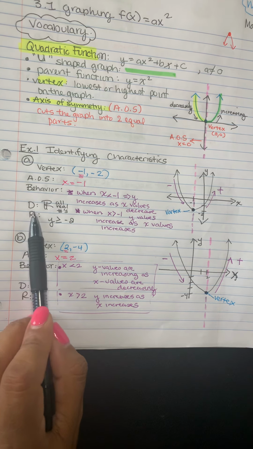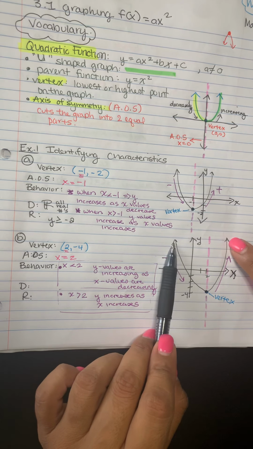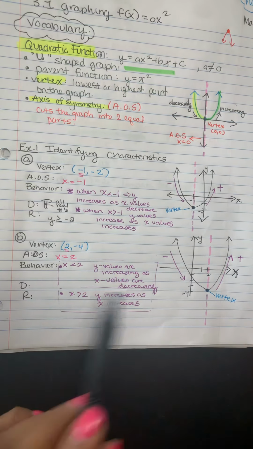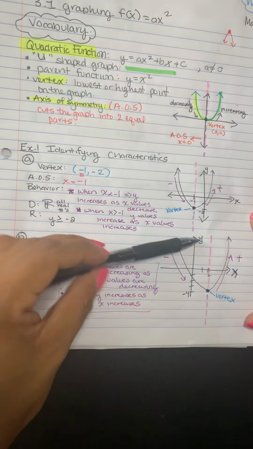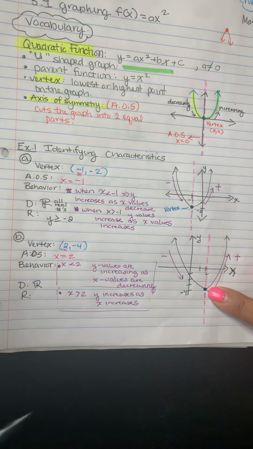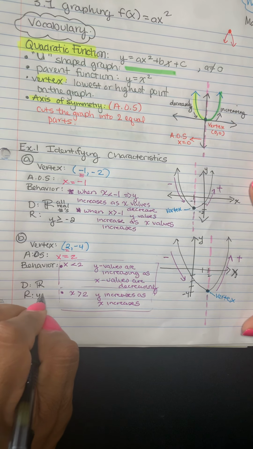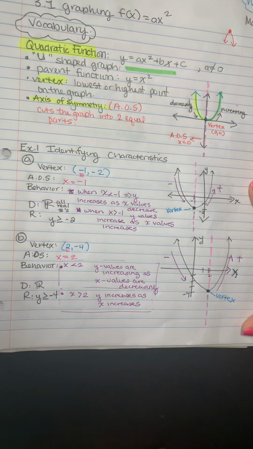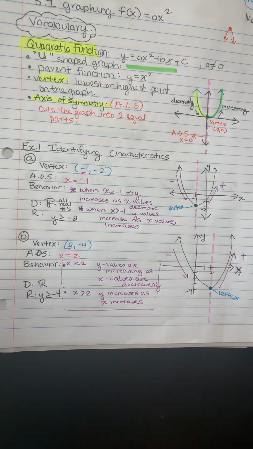Okay, domain. Whoops, sorry. Domain. Again, we have arrowheads. We don't have any endpoints, so it's going to keep going and it's never going to end, right? So all real numbers. Our range. Our lowest point, okay, it doesn't go past -4. So it's everything that's above negative 4. So these are values. Y is greater than or equal to negative 4. Okay, that's our domain and range. Everything that's above negative 4.